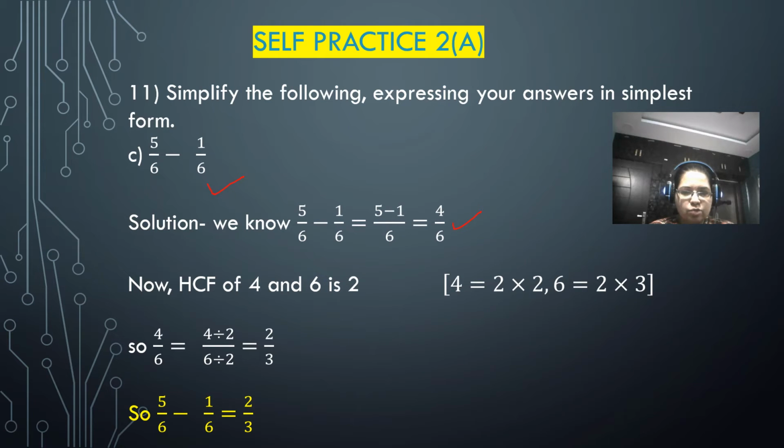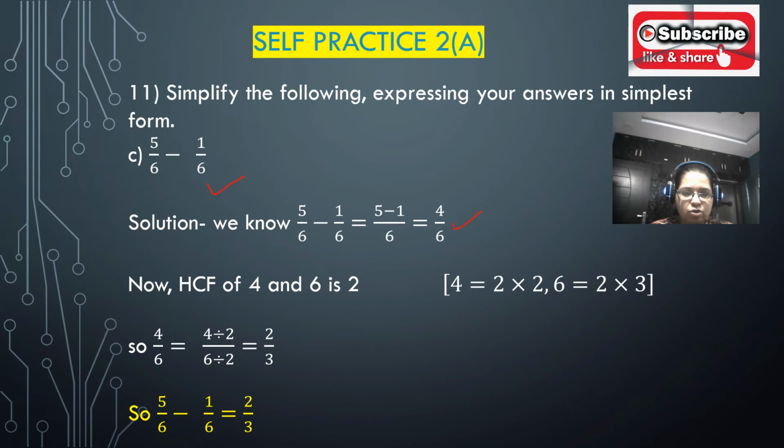Now we have to express this fraction 4/6 in simplest form. When we express a fraction in simplest form, first find the highest common factor, that is the HCF, of the numerator and denominator, and then divide the numerator and denominator by that highest common factor. The fraction that we get after dividing is called the simplest form of that fraction.